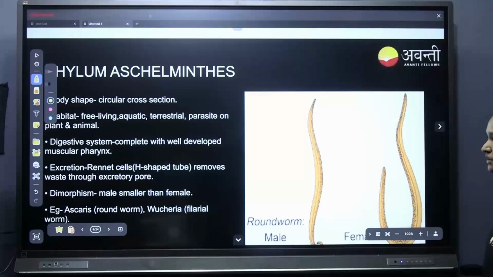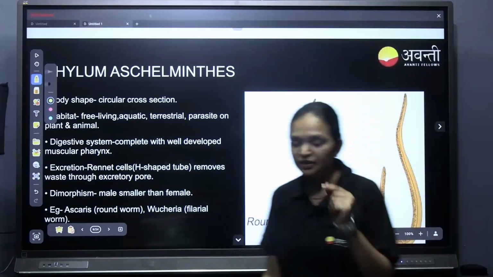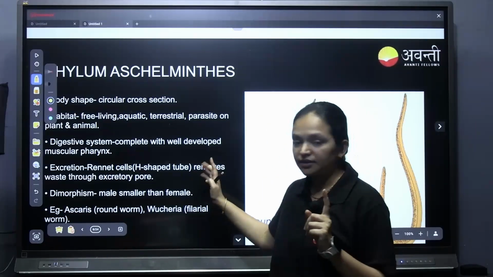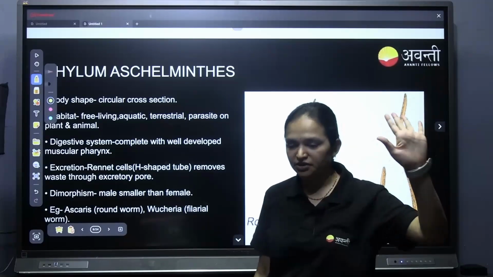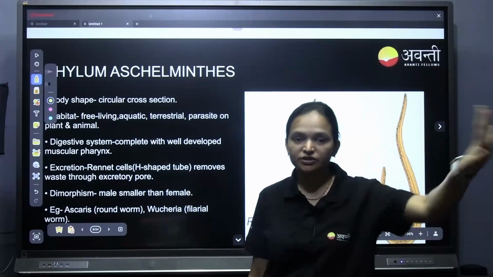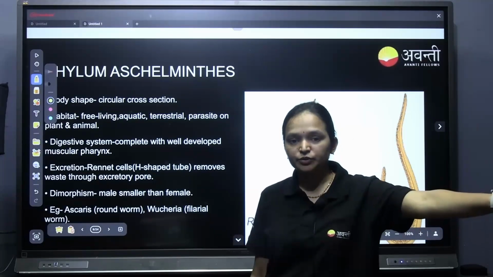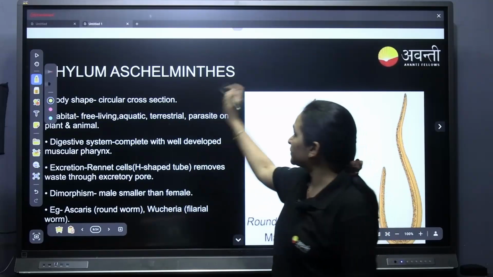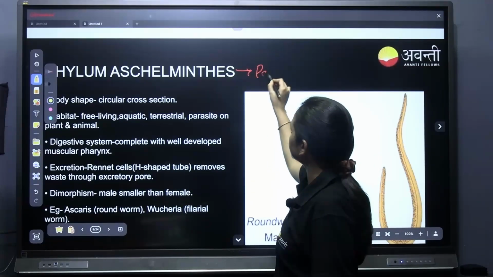Now coming to aschelminths, important thing क्या है पता, इसमें इससे start होते, till here all were acoelomates. Till platyhelminths everybody was, all the members were, phylums were acoelomates. यहाँ aschelminths आता है pseudocoelomate.